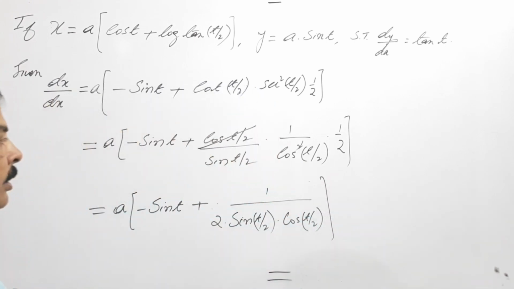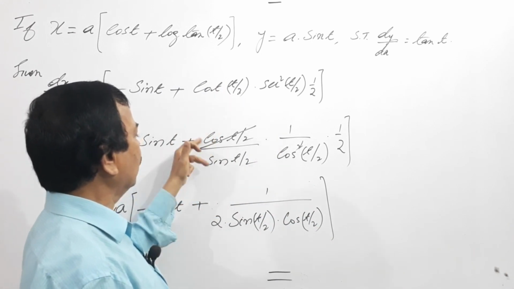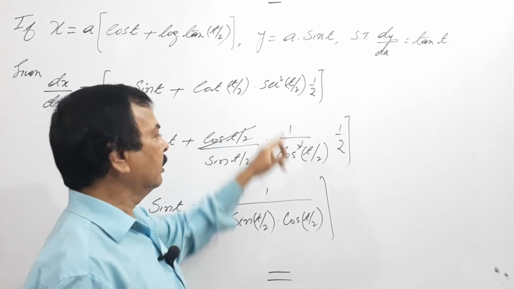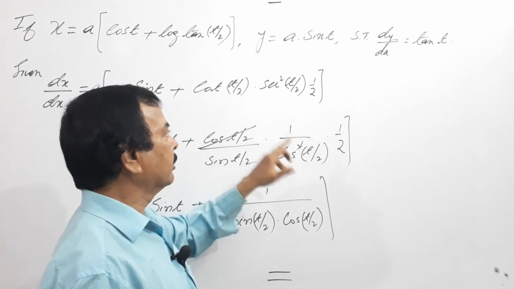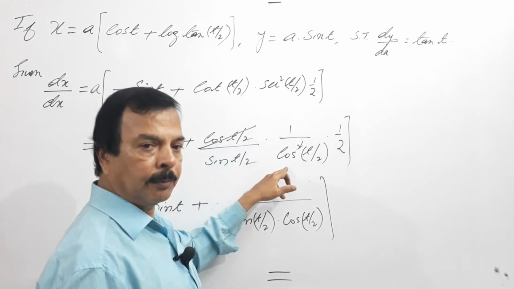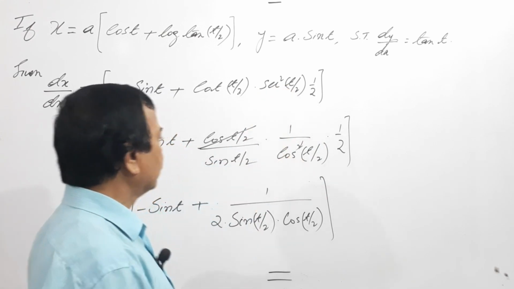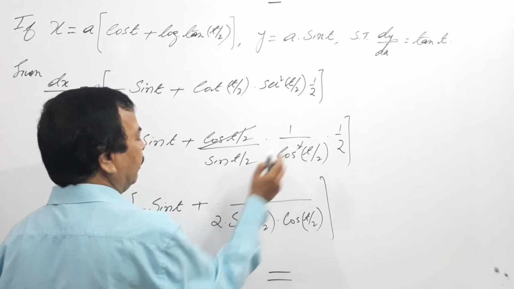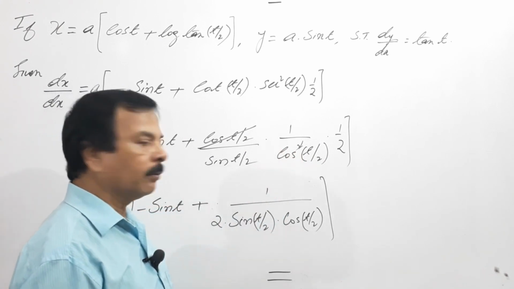You understood this? I have taken cot theta as cos by sine, right? The reciprocal of secant square is 1 by cos square, so since we have secant square t by 2, it becomes 1 by cos square t by 2. So what happens here? You have one cos, here you have a square. So one cos goes, you are left with 1. What happens here? 2 sin t by 2 into cos t by 2.